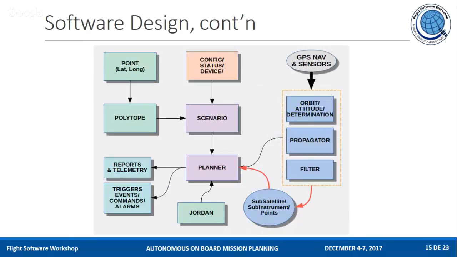Next slide, please. It's the continuation slide. Here is just an overview of the blocks. These blocks represent the modules for the software, and each module handles different functions for the planner. Here you can see the Jordan block, that is the function that calculates the sub-points and the polytops. Next slide, please.